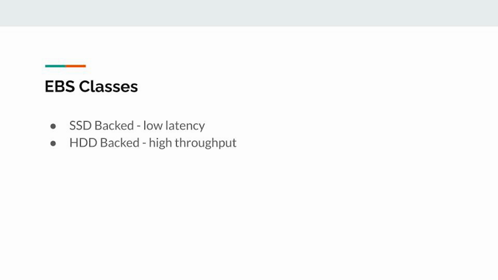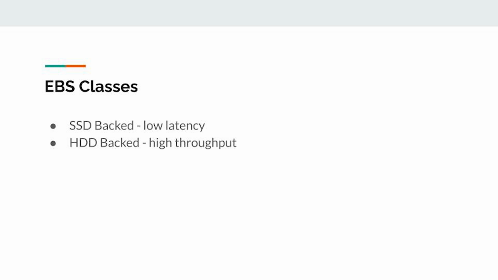Next topic, EBS Classes. EBS storage is divided into two major classes. They are SSD-backed, HDD-backed. SSD-backed storage is good for workloads which need low latency. For example, running a general SQL database. A file system can be created on SSD-backed EBS, so it can be a boot volume.